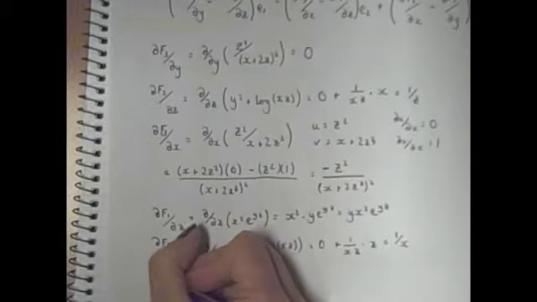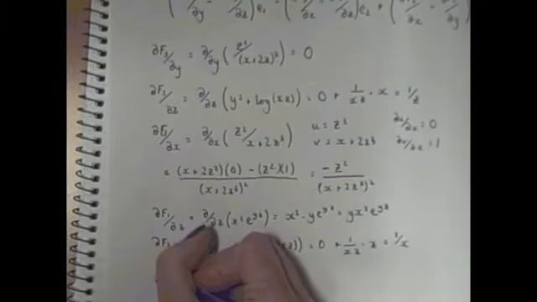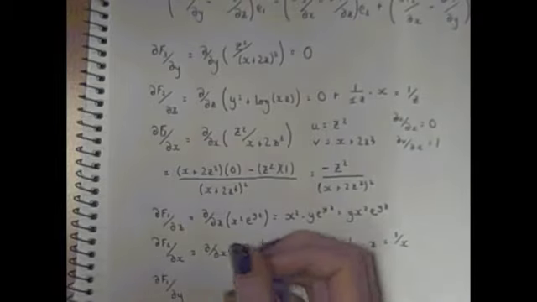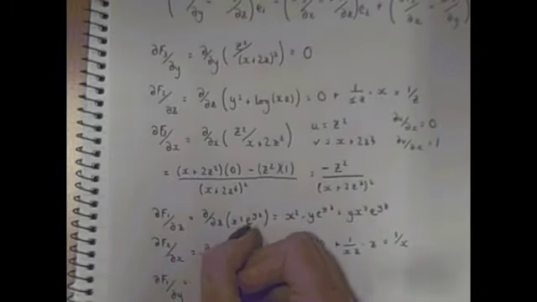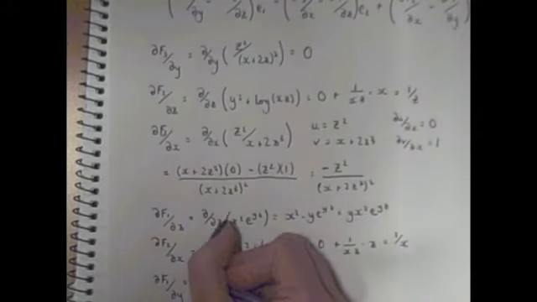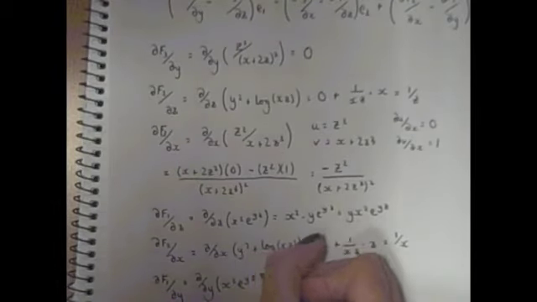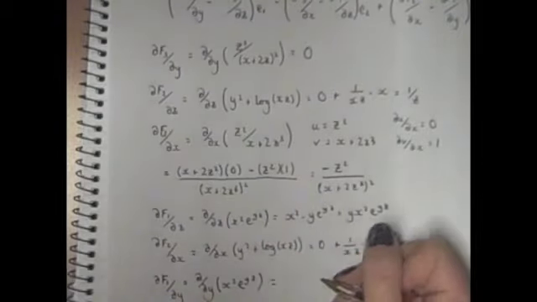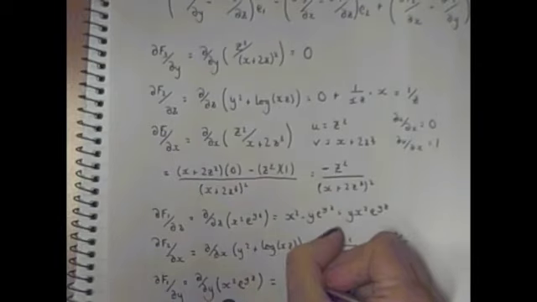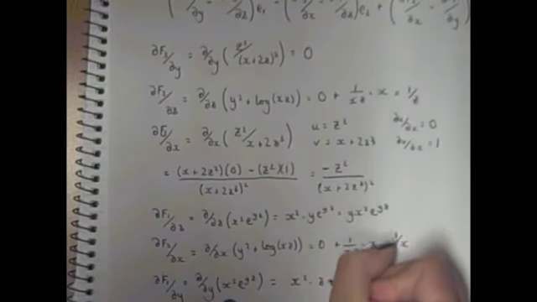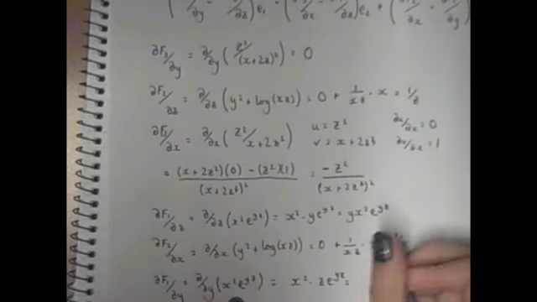And finally, we're going to do df1 over dy, which is equal to x squared e to the yz, which will be equal to x squared times z e to the yz, which equals z x squared e to the yz.